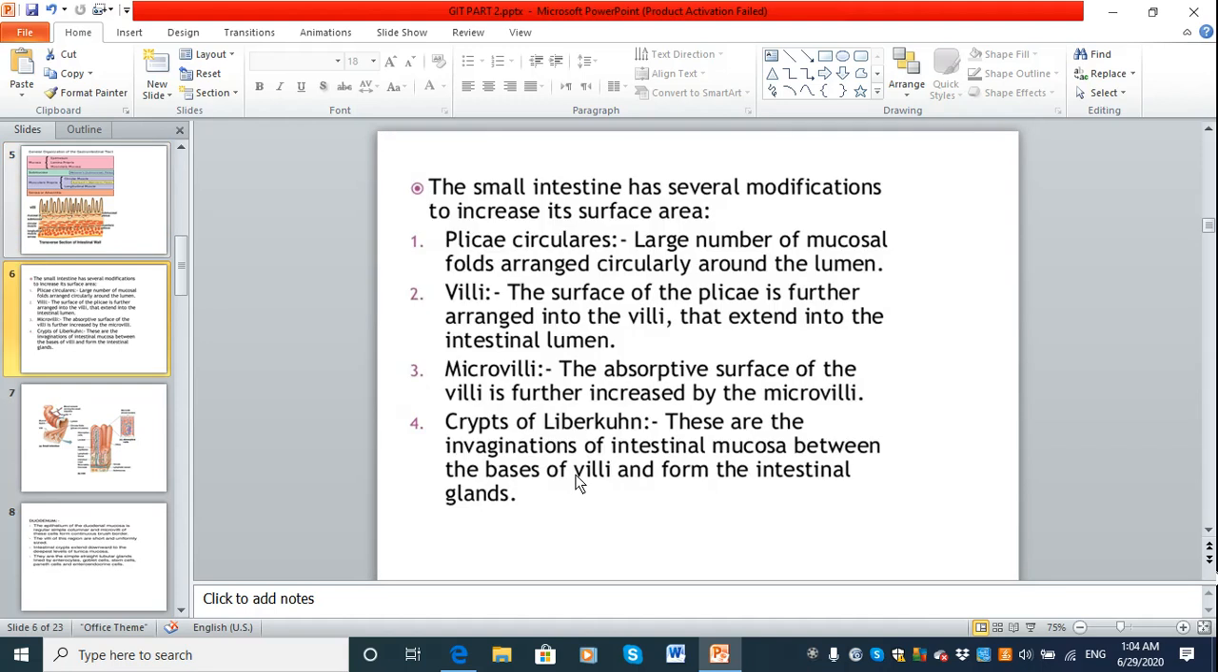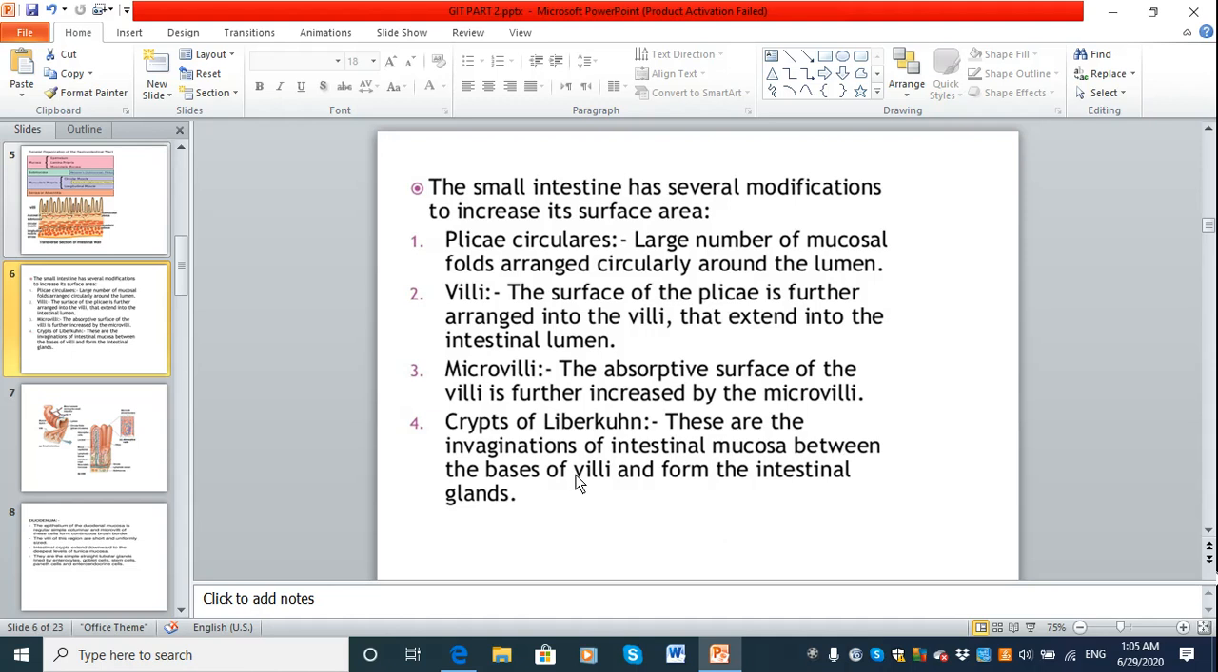All right, small intestine. As I said, because we have several modifications, we need more details about these modifications. First, we have plicae circulares. It's a large number of mucosal folds, arranged circularly around the lumen. Villi are another structure which help to extend the intestinal surface. As I said, we want a large space on the surface of the small intestine because we need a high rate of absorption.